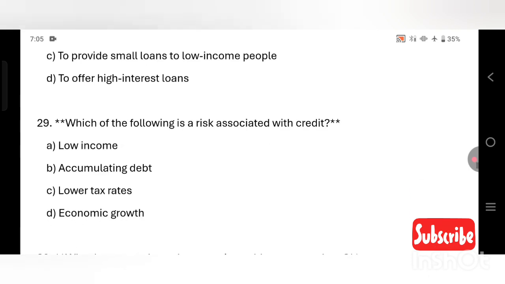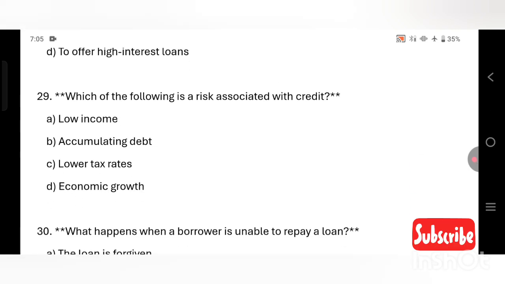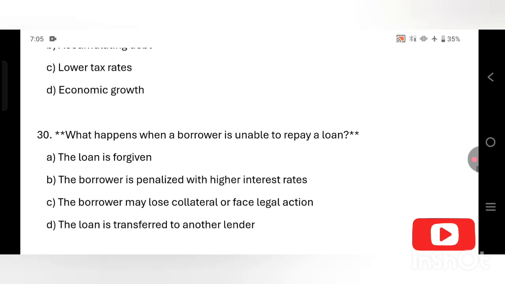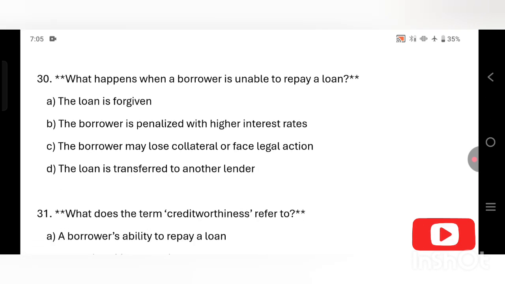Question number 29. Which of the following is a risk associated with credit? Option A, low income. Option B, accumulating debt. Option C, lower tax rate. Option D, economic growth. Correct answer is B, accumulating debt. Question number 30. What happens when a borrower is able to repay a loan?